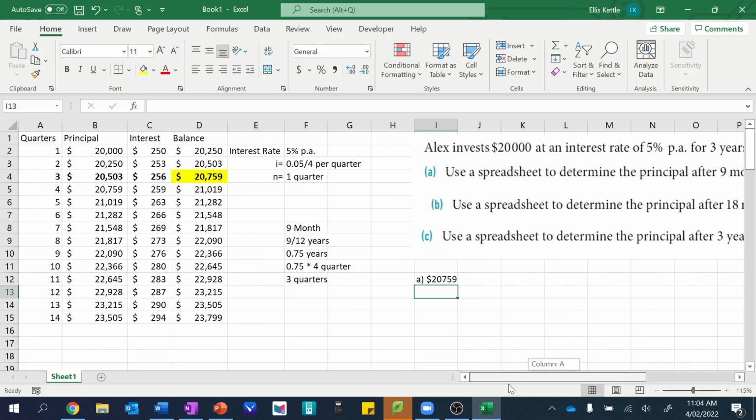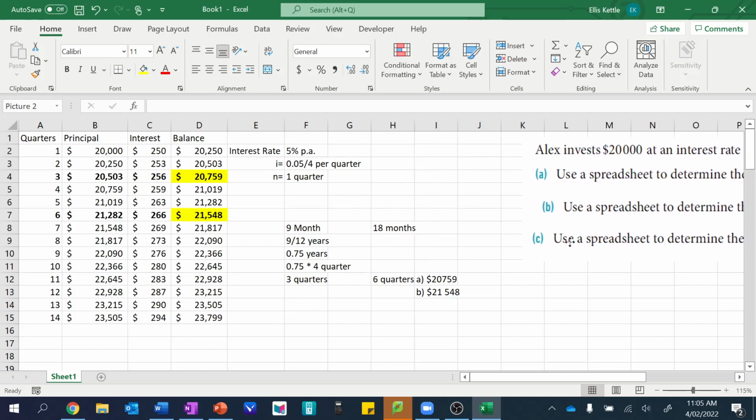B asks for it after 18 months. Well, we just worked out that 1 quarter is 3 months. So we could either just divide by 3, or we could just go, well, it's 9 months, we want 18 months, so it's just going to be 6 quarters. So 18 months, if we've doubled that, it's going to be double the number of quarters. So after 6 quarters, that's going to be this row here, and in particular, this value here. So for B, it's going to be $21,548.